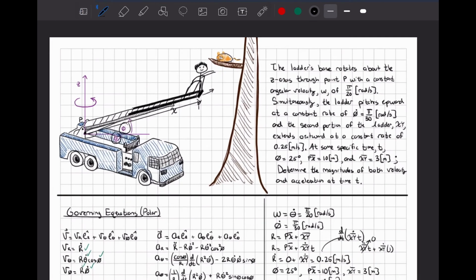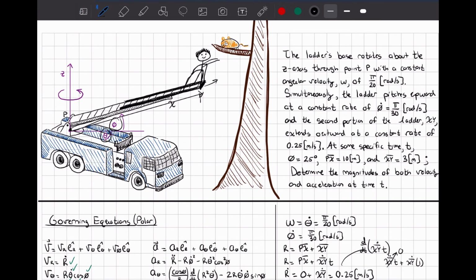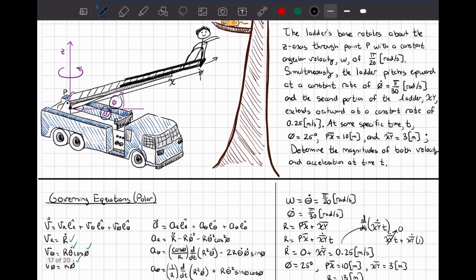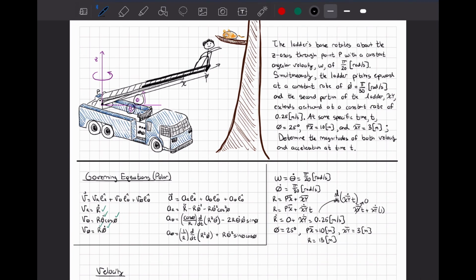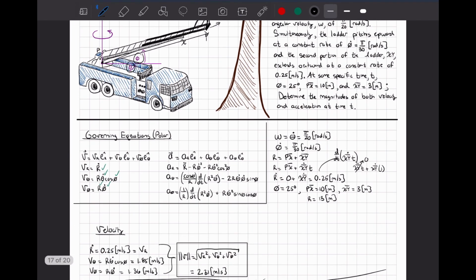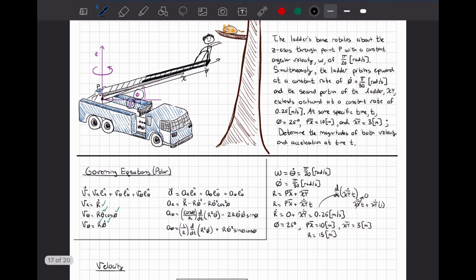All right, so let's just rehash. We have this guy trying to save this little animal from the tree. He's on a spinning fire truck or some kind of truck. And because all these values were constant, that really simplified our analysis as far as the acceleration was concerned. Velocity was more or less just plug and chug. Essentially, once we realized that the angular velocity omega was our theta dot, we just plugged in values.